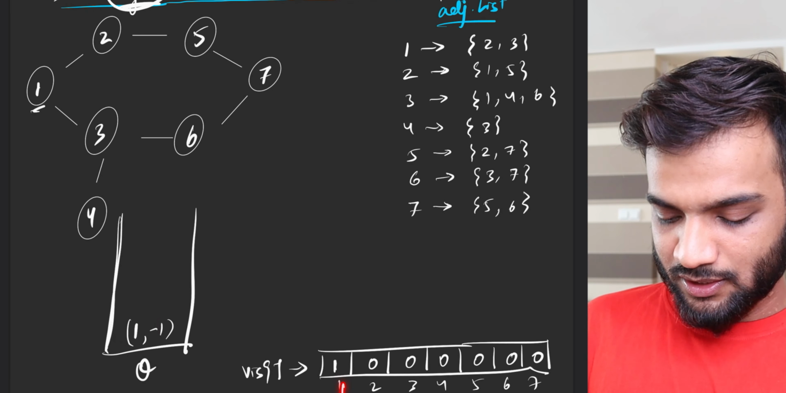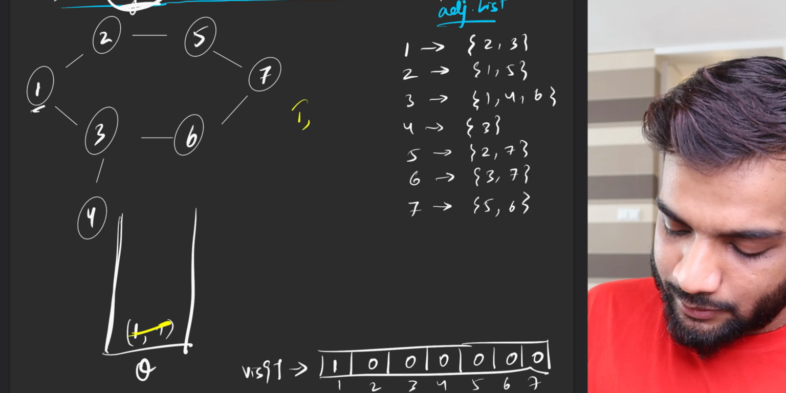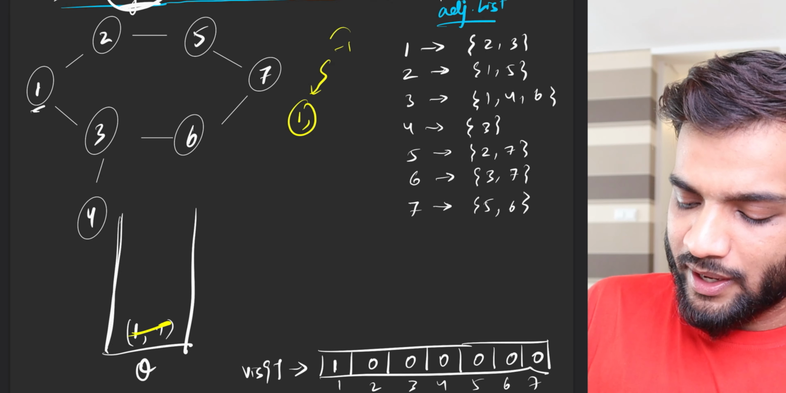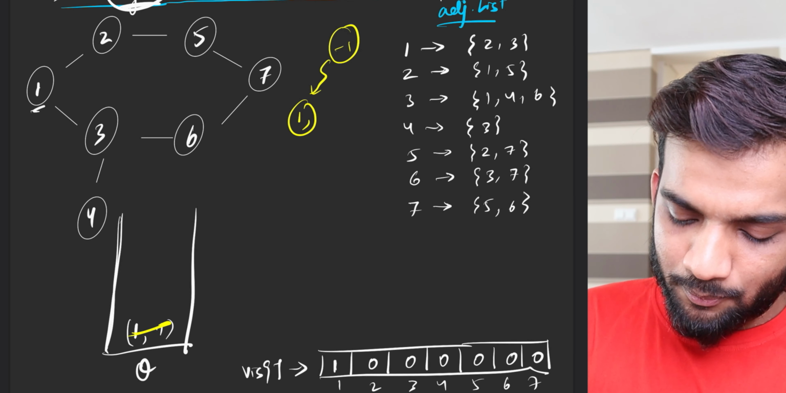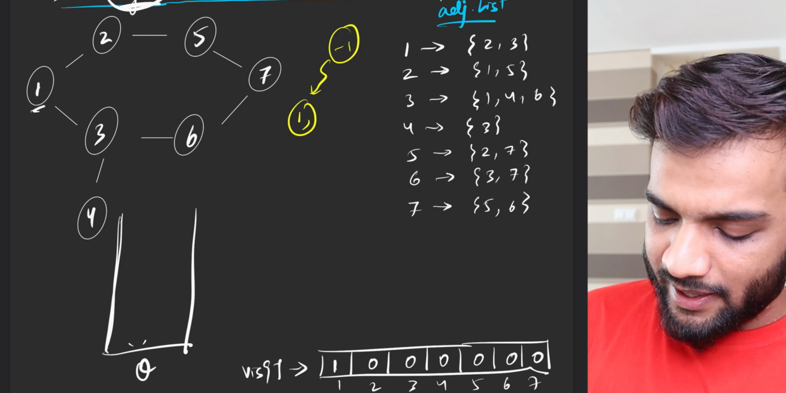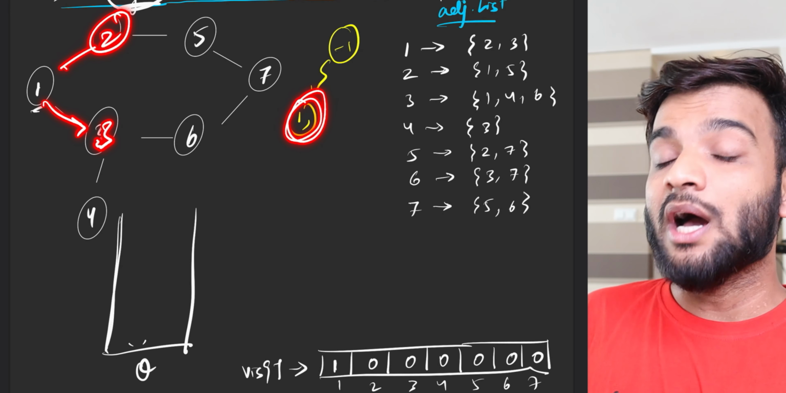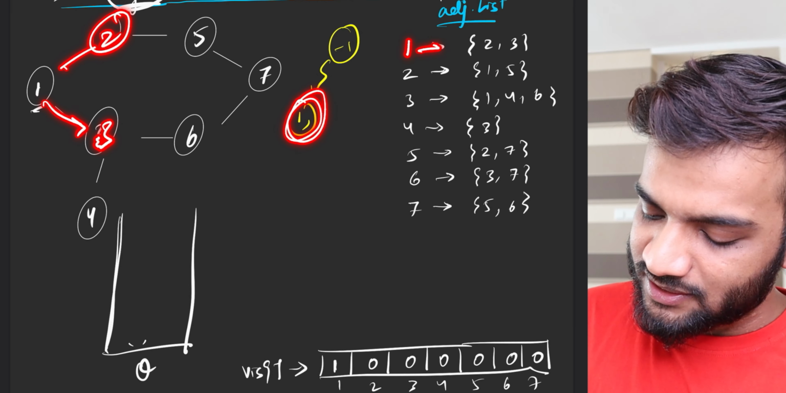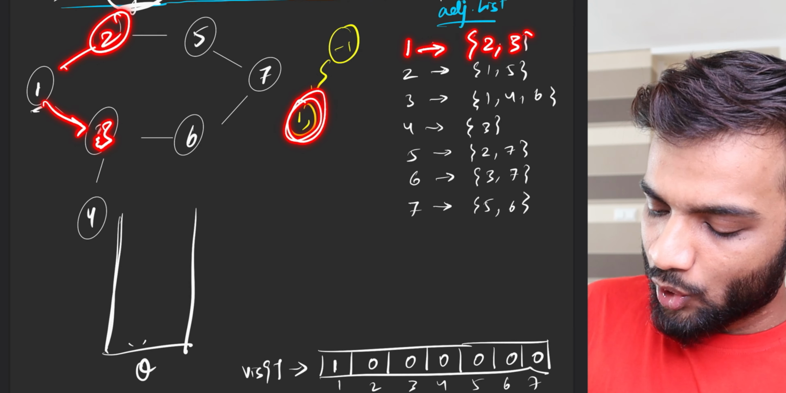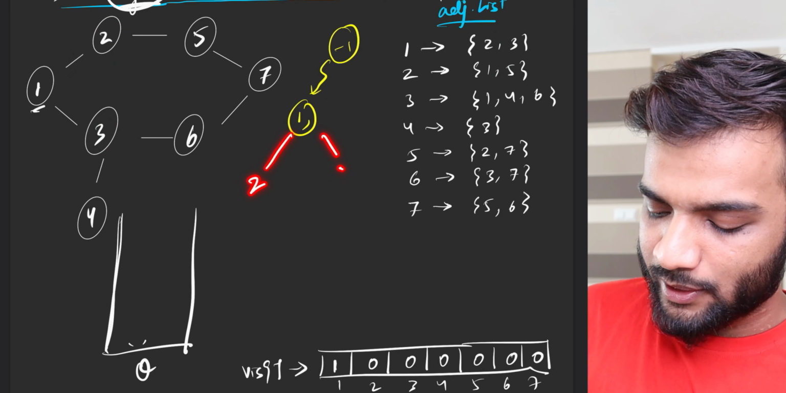So 1 is visited. So what you'll do at the first step is you'll take this one out, and you will say this came from nowhere, that is -1. It did come from nowhere, that is why -1. Let's remove this. So you have 1. Where can this one go? It can go to 2 and it can go to 3. How will you know this? You will go to the adjacency list and you will see what is stored. And you see 2 and 3 are stored. So you can go to 2 and you can go to 3.